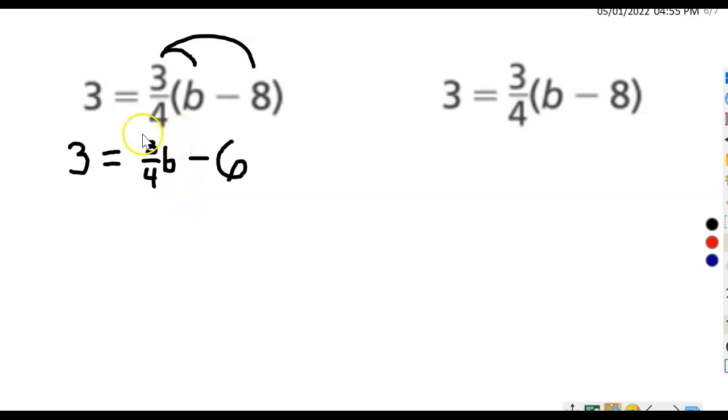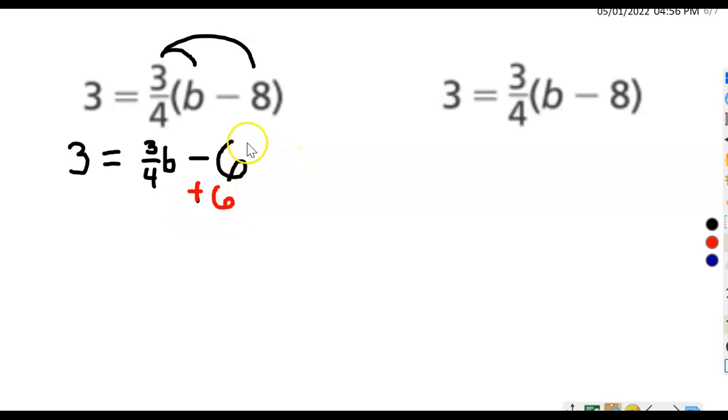the variable term first. We want this to be my answer. I want to undo minus 6. So we are going to add 6 over here. Now, we are not simplifying this. We're not changing this. We're not rewriting it. We are simply doing something to this.